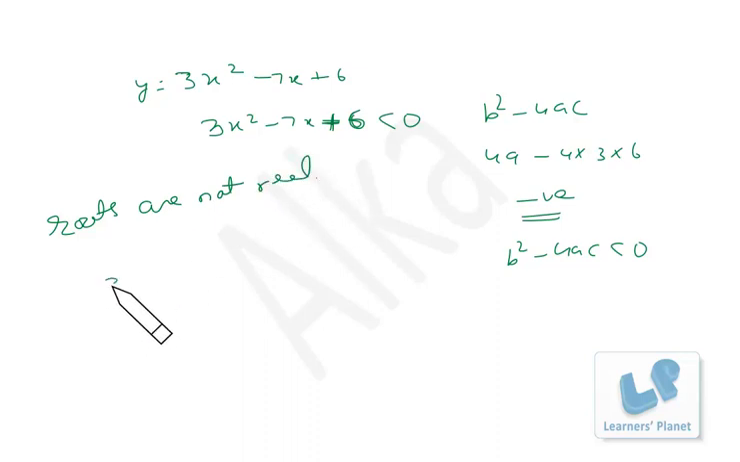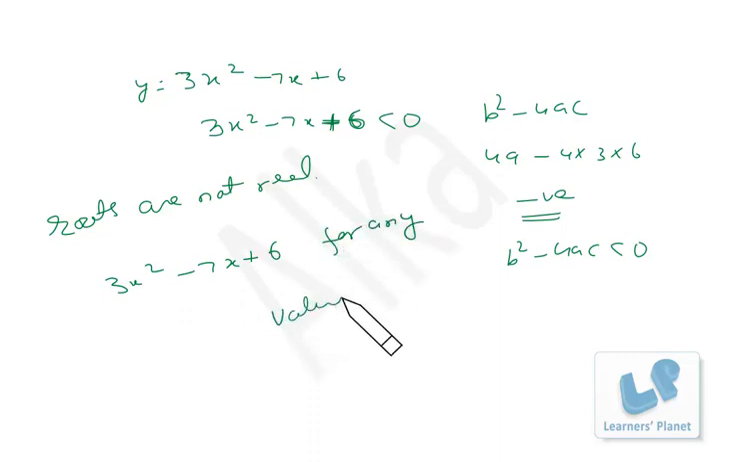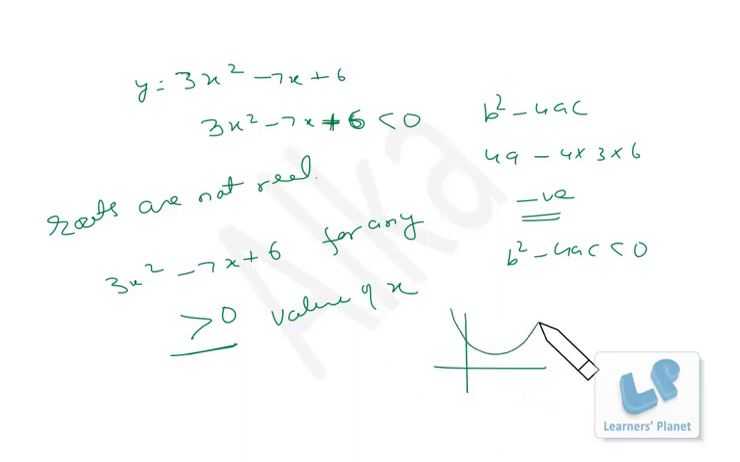So 3x square minus 7x plus 6, for any value of x, this will be greater than 0. It will not even be equal to 0. That means this curve will not touch the x-axis at all. So the interpretation is that the roots are not real. That means this expression is always greater than 0, and this curve will never touch the x-axis.